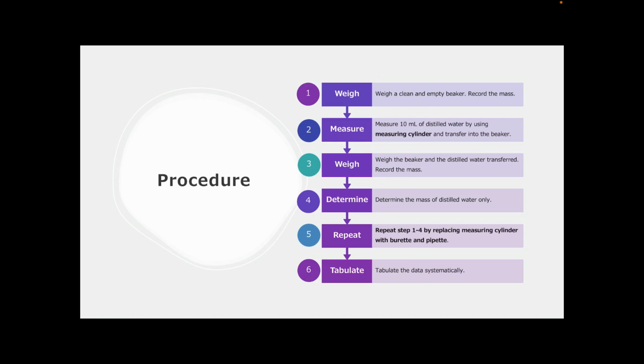Repeat step 1 to 4 by replacing measuring cylinder with burette and pipette. And last but not the least, tabulate the data systematically.